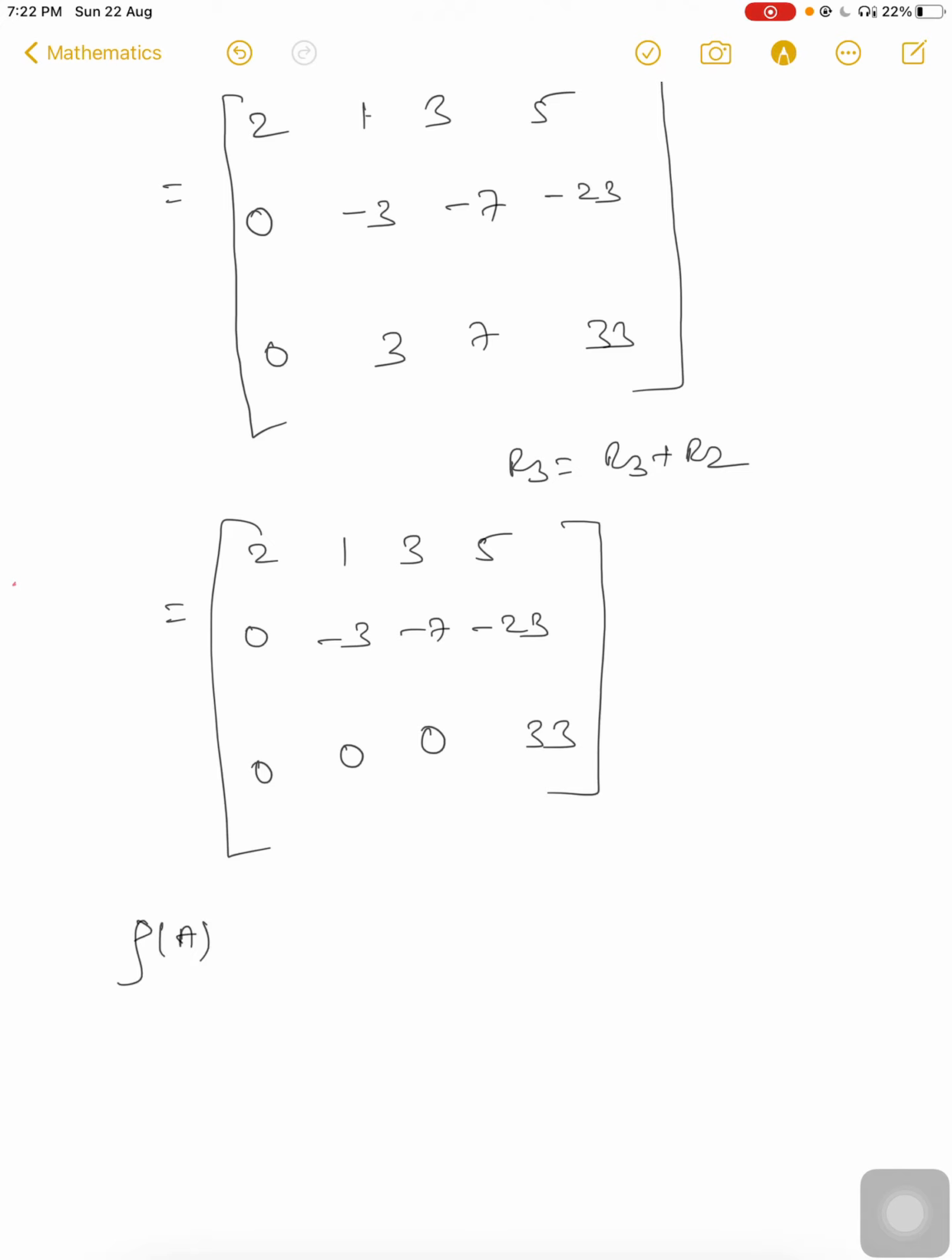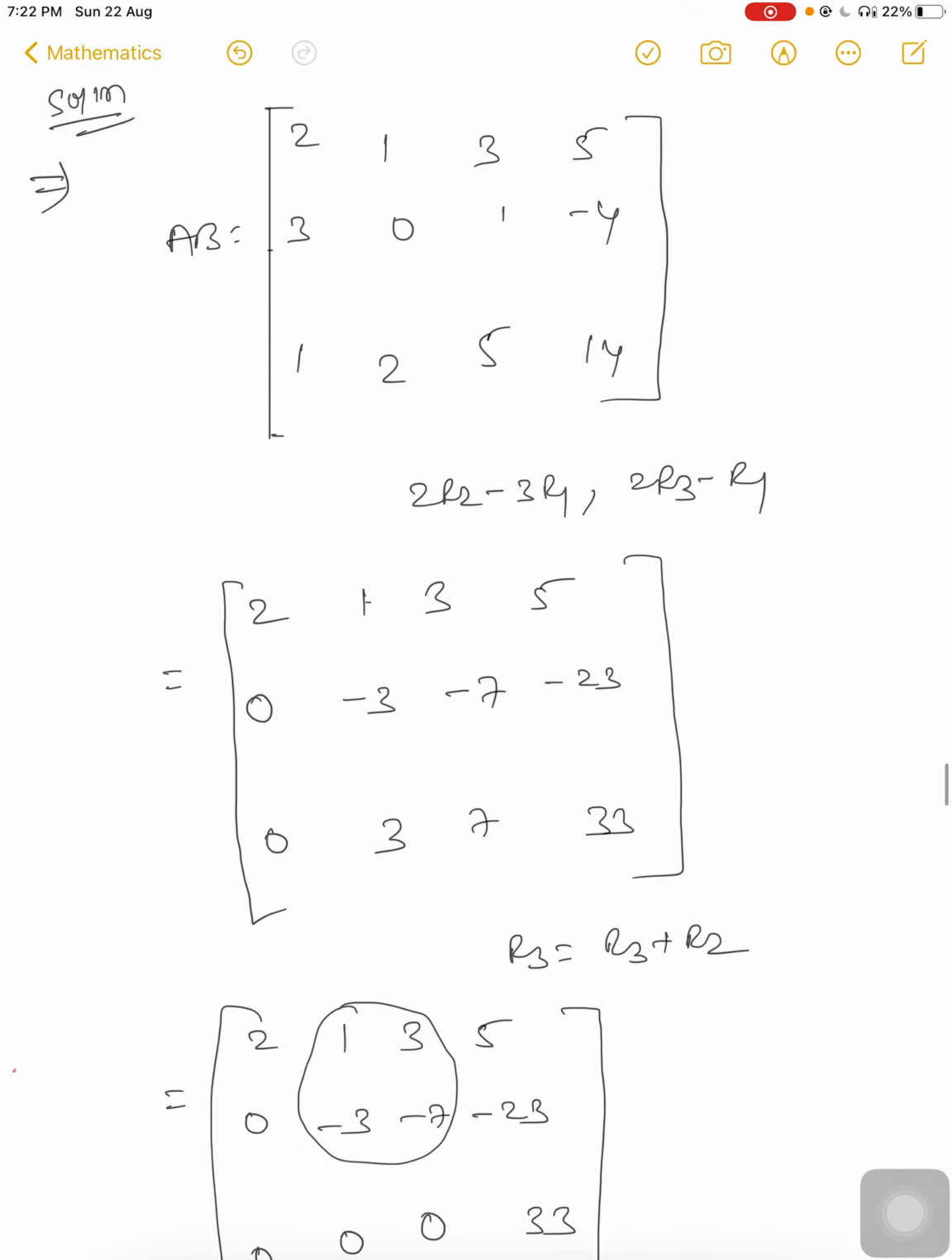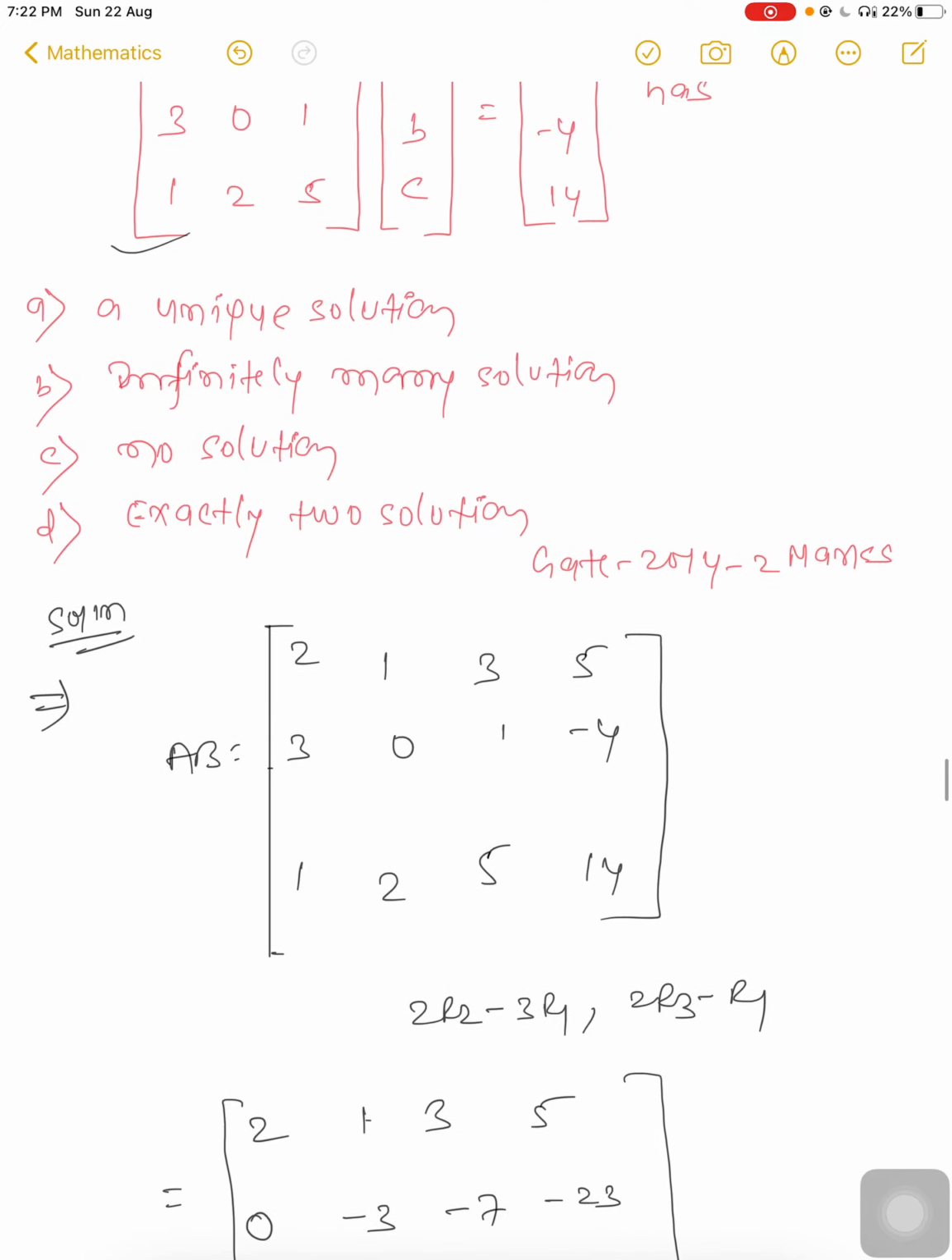Then what will happen? The rank of A will be 2, since this possibility will not be equal to 0. The rank of AB will be 3. So the rank of A is not equal to the rank of AB. So this one has no solution. Option C will be the right answer.